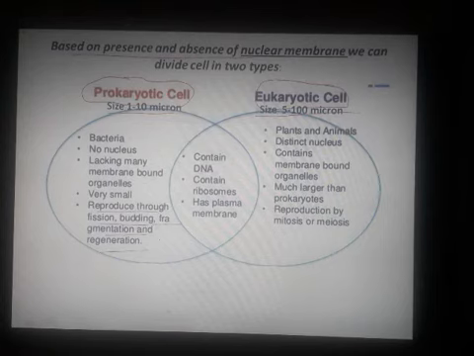A eukaryotic cell, generally plants and animals, has a distinct nucleus and contains membrane-bound organelles. That means organelles that are inside membranes. They are much larger, as you can see from the size, and reproduction is by cell division. Mitosis and meiosis are the types of cell division that you will study later on. Similarity: both of them contain DNA, they have ribosomes, and they have a plasma membrane.